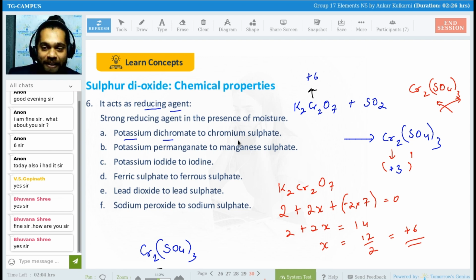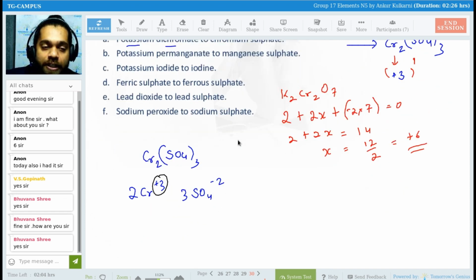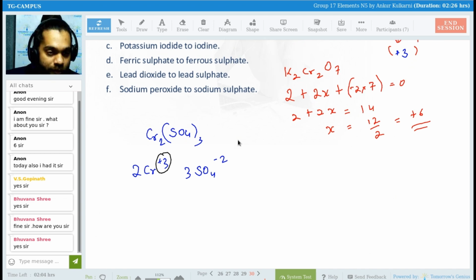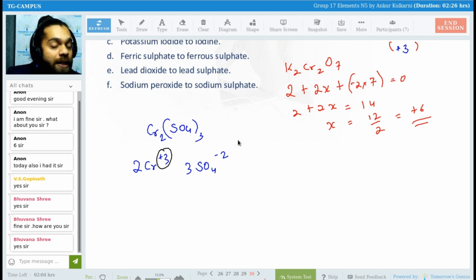Prashanti, plus 6 to plus 3. Is it oxidation or reduction? If you ever get confused about oxidation and reduction: oxidation means loss of electrons, correct? Reduction means gain of electrons. So if you ever get confused, I'll tell you an easy way out. We have plus 6, we have plus 3.